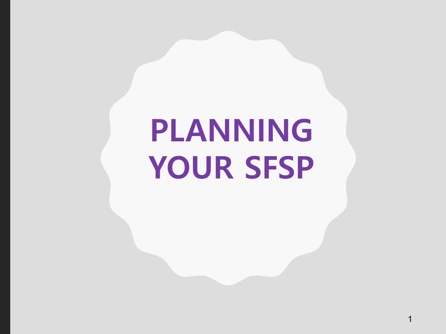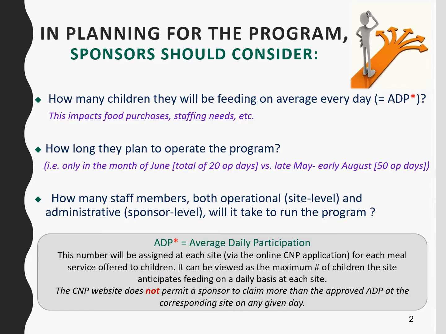In this presentation, we will discuss planning your summer food service program. In planning for your SFSP program, sponsors should consider the following. How many children will you be feeding on an average day? This is your ADP. Your ADP is your average daily participation.